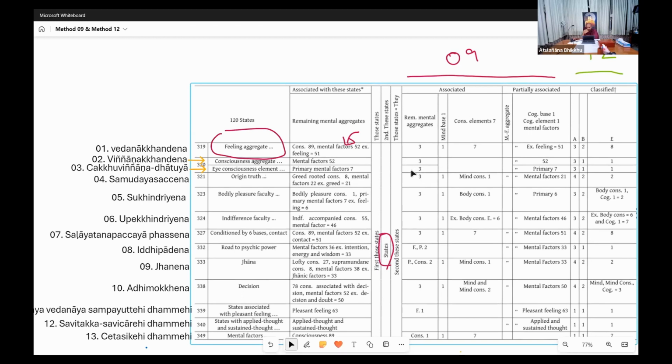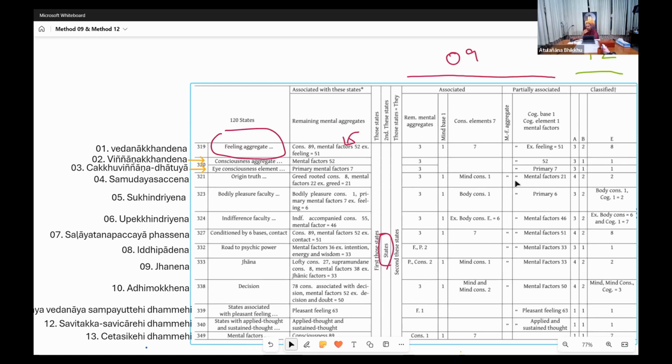So it is associated with 3 aggregates. What are those 3 aggregates? Vedana, Sanya, and Vijnana. Those are the 3 aggregates which are associated here. In terms of the bases, we have the mind base, and for the elements we have the mind consciousness element, because the Samudaya Sacca, the greed rooted consciousness, is applicable for the mind consciousness element only.